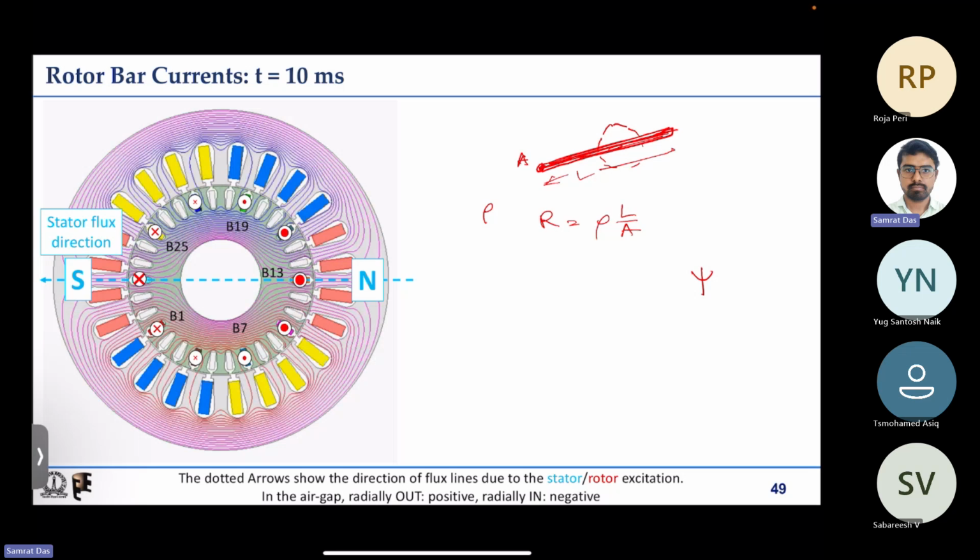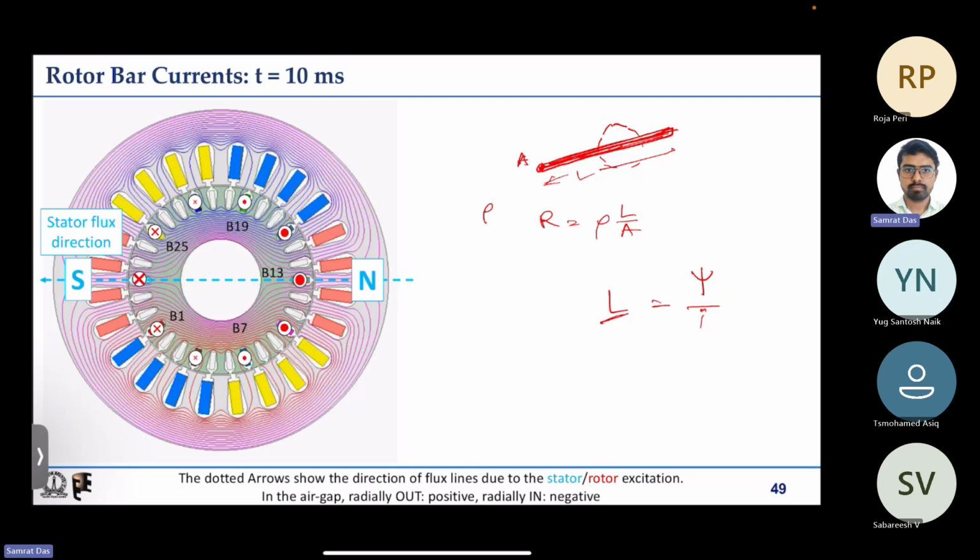So the ratio of flux linkage to current is defined as inductance. That is why all conductors will have certain inductance, because if some current flows there will be some magnetic field, and the magnetic field will cause some flux linkage, and inductance is defined as the ratio of flux linkage to current. So all the rotor bars will have certain inductance affiliated to it.